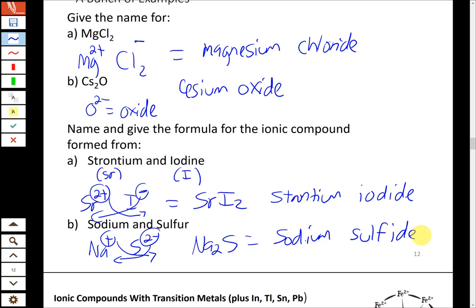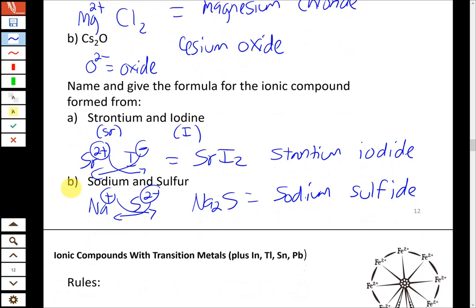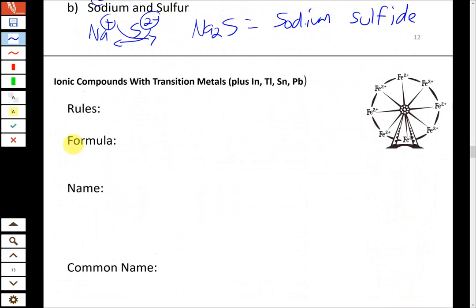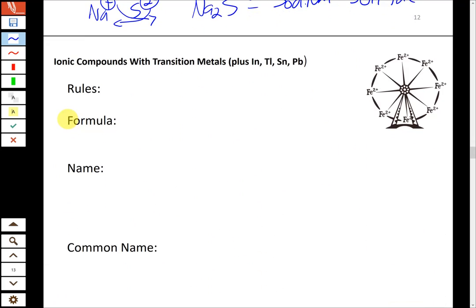Okay, so that's all there really is, for the most part, to naming ionic compounds. So for simple ones that are in the main group, the ones that use group 1 and group 2 cations from the first two columns of the periodic table, or any of the common nonmetals as anions, that's all there is to it. Now, the rules become a little bit different with transition metals. Those are the metals that are in the middle part of the periodic table, the 3d, 4d, and 5d rows of the periodic table. And also for some of the main group metals, so indium, thallium, tin, lead.